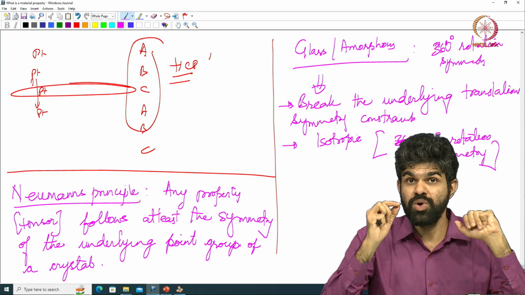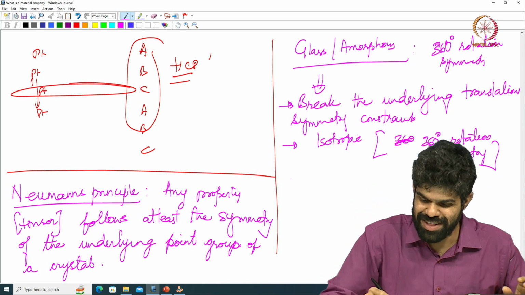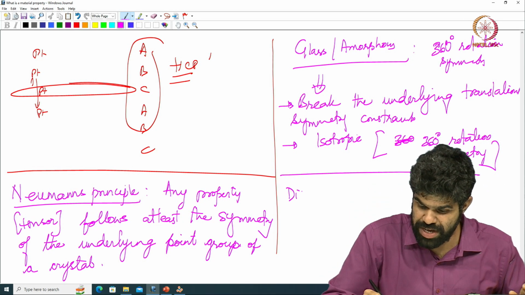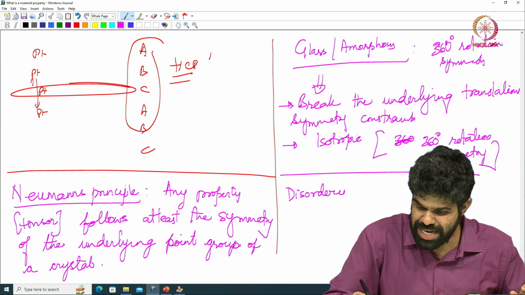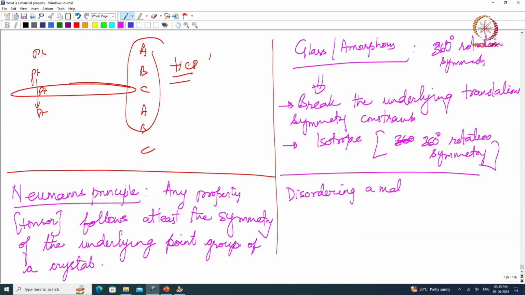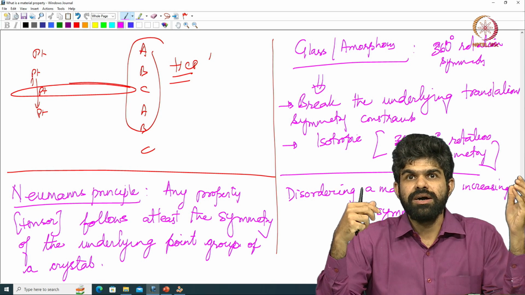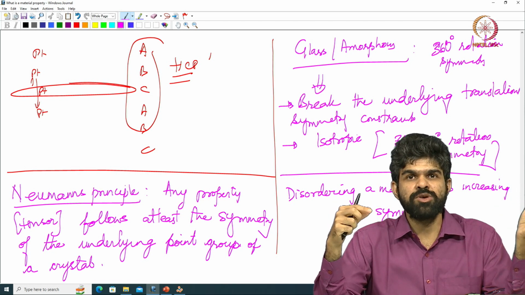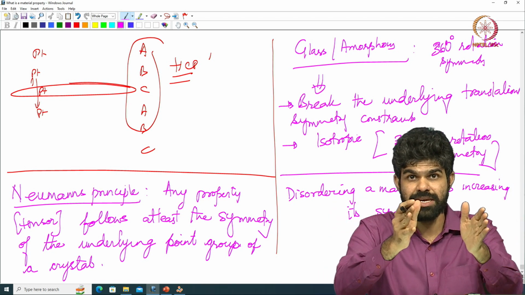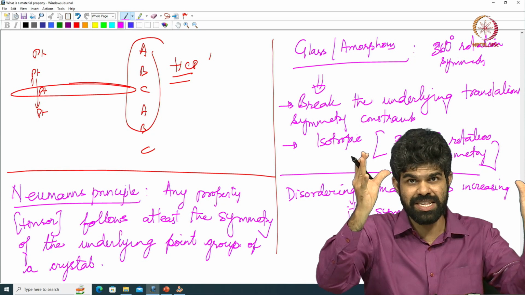So if I am disordering a material, this goes sort of counterintuitive. Disordering a material means I am increasing its symmetry. From a crystal, if I am making a glass, how do I make a glass out of crystal? What is any glass making process? I take a crystal, I heat it, I melt it into the liquid phase.